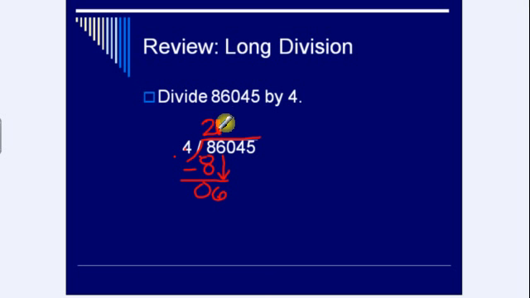Then I multiply. 1 times 4 is 4. Subtract, and bring down the next number. Now I'm taking 4 into 20. 4 goes 5 times into 20. So I put the 5 up here. Multiply. 5 times 4 is 20. Subtract, and bring down the next number.